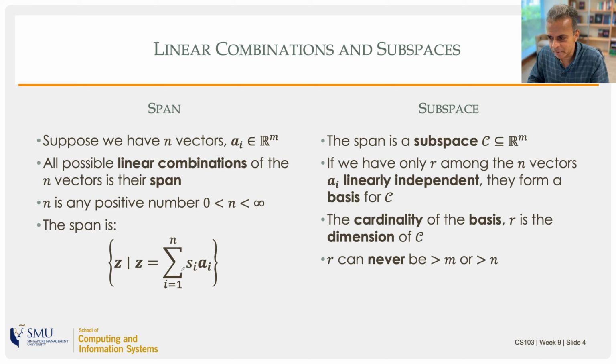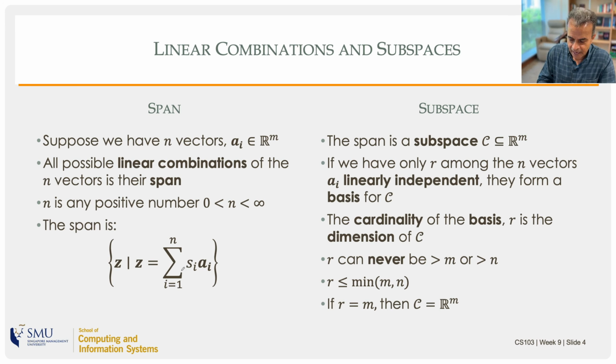So R can never be more than the number of rows or the number of columns, which is something that you know. That is the rank. Rank cannot be more than m or n. So R is less than or equal to the minimum of m and n. If R happens to be m, the number of rows of the matrix, then C is Rm. It's not a subset, it's all of Rm.